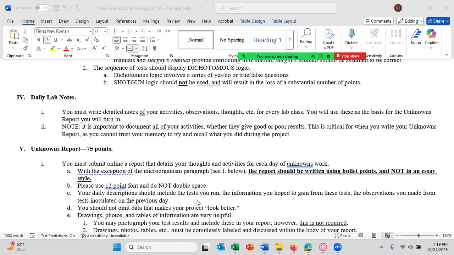And then in your unknown notes, you should give your daily test that you run, the date that you requested the test, the date you got the results, the information you hope to gain from the test, the observations you made from the test, and the conclusions you made from the test. Do not omit data to make the project look better. Drawings, photos, and tables are helpful, but they're not required.